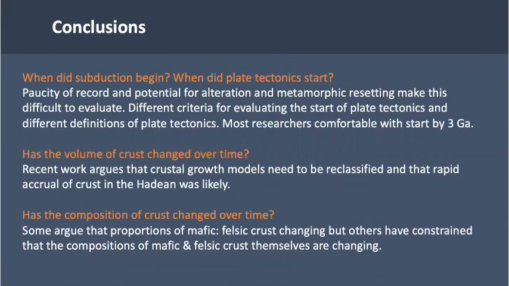And then ultimately, has the composition of crust changed over time? And what does this tell us about what rocks were exposed at the surface and available to be weathered as the basis for nutrients available for life? And some people argue that the proportions of mafic to felsic crust have changed over time, but more recent papers have started constraining that it's actually the mafic and felsic crust themselves that have been changing. And it seems like that's where the strongest evidence lies for now.